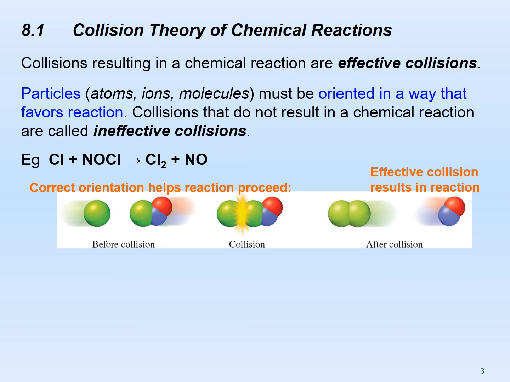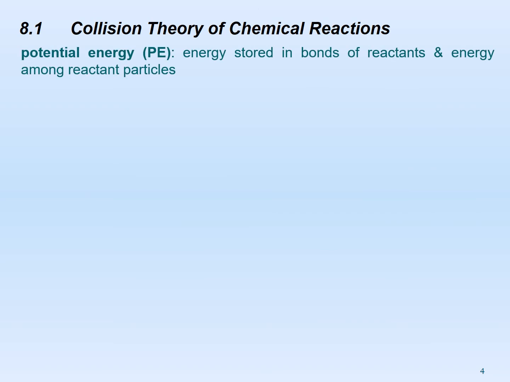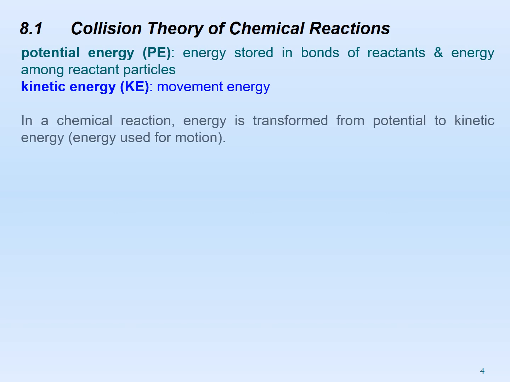If the reactants are incorrectly oriented, such as when the oxygen of NOCl is facing the chlorine atom, no reaction occurs after collision. The two reactants merely bounce off each other. The potential energy, or PE, is the energy stored within the bonds of the reactants, as well as the energy among or between the reactant particles, while the kinetic energy, or KE, is the energy associated with moving particles. In a chemical reaction, energy is converted from potential energy to kinetic energy.